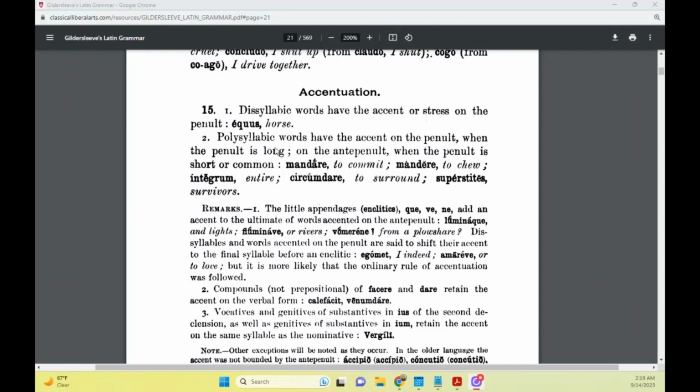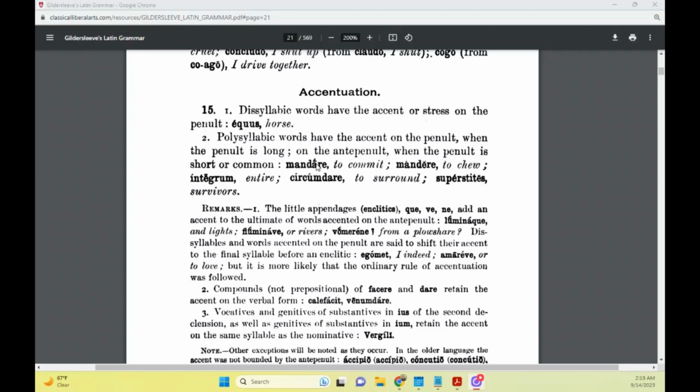So one more time. In a word of more than two syllables, if the penult or the next to last syllable is long, then that syllable will be accented. But if it's short, then the antepenult syllable will be accented. Let's look at some examples. We see here the verb. We see one, two, three syllables in this word. So this is an example of a polysyllabic word.